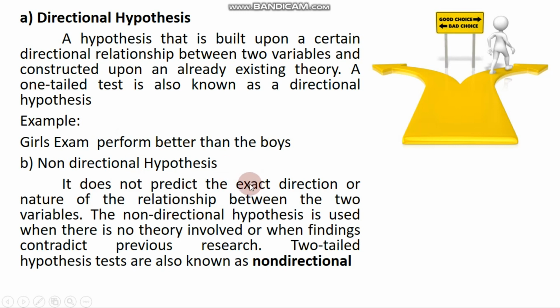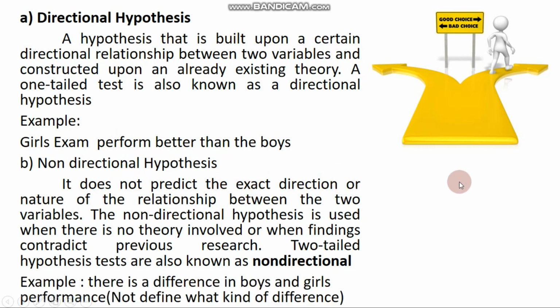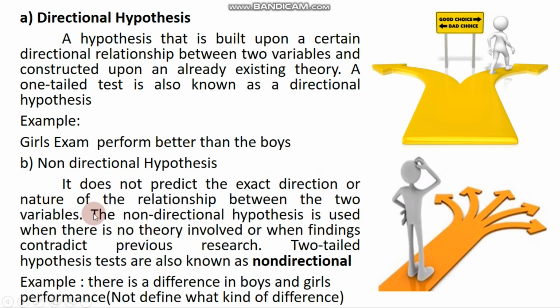It does not predict the exact direction. The researcher does not have a clear idea about the direction. For example, there is a difference in boys' and girls' performance. Here, what kind of difference is not specified. So, some confusion is there without having prior knowledge. The non-directional hypothesis has been developed.